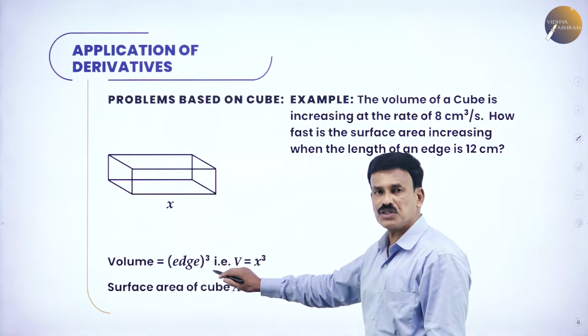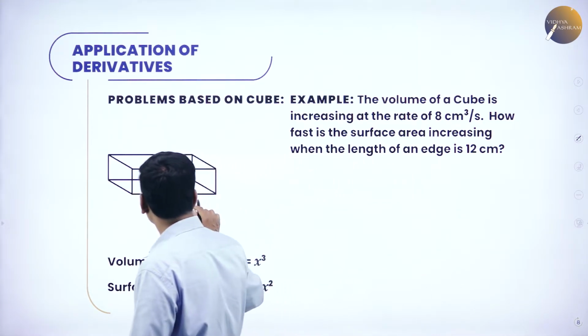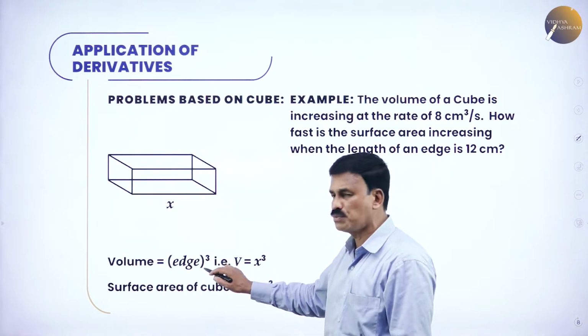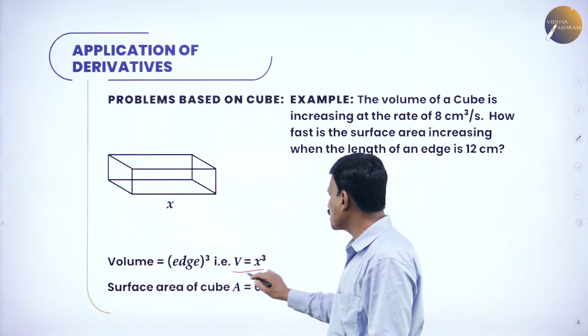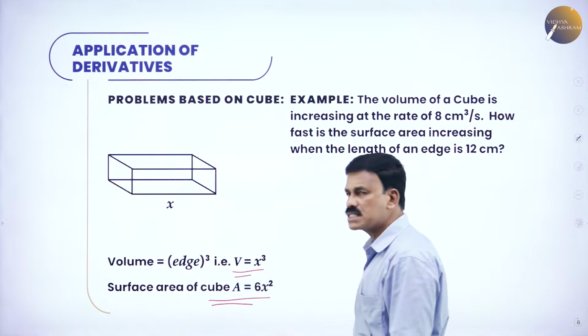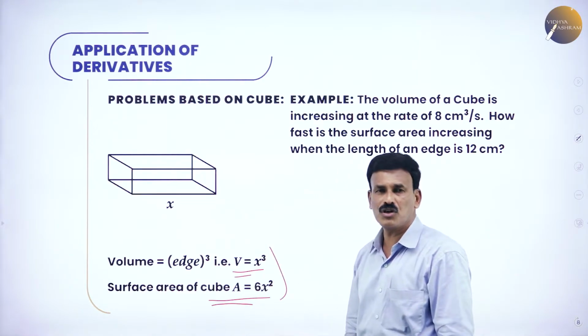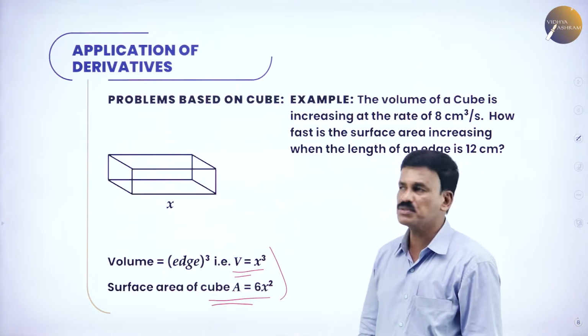Now the volume of the cube is nothing but, if this is a cube with each side equal to x centimeters. If x is each side of the cube, the volume of the cube is given by edge cube, that is V is equal to x cube. And the surface area of the cube, A, is given by 6x square. These two formulas are very important. The volume is x cube and the surface area is equal to 6 times x square.